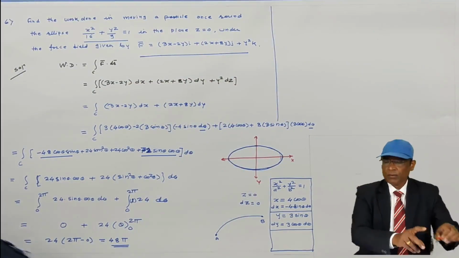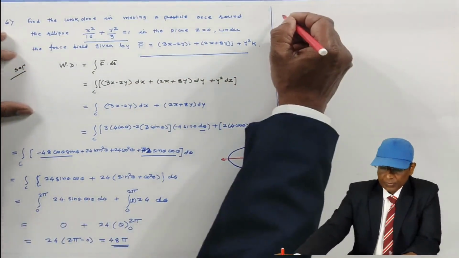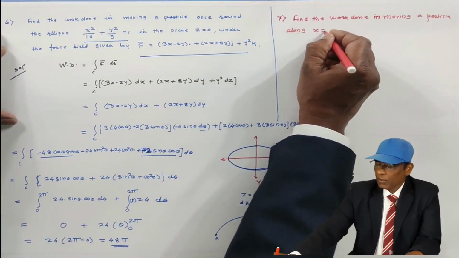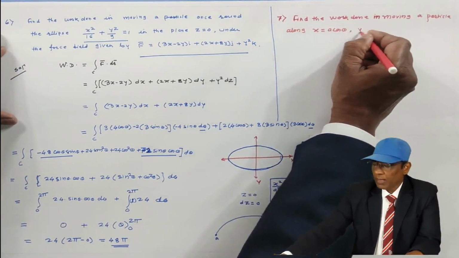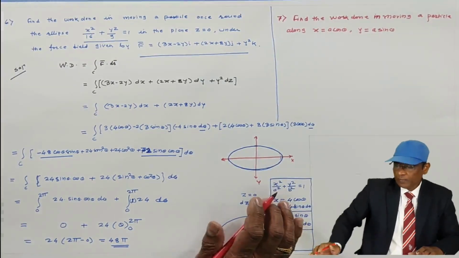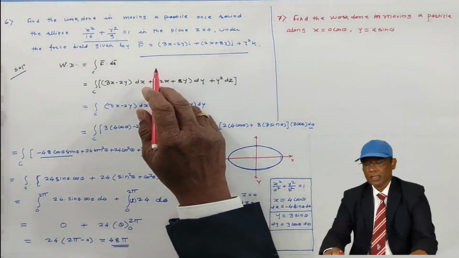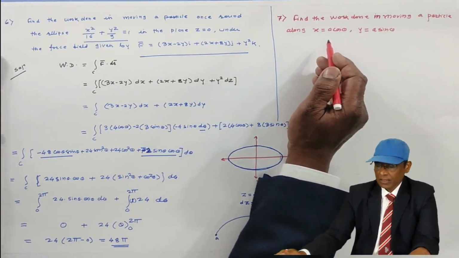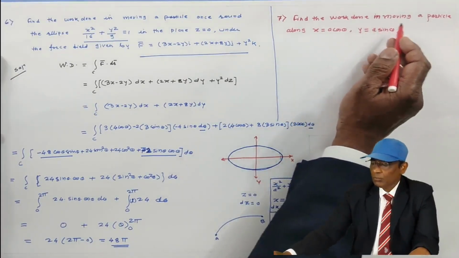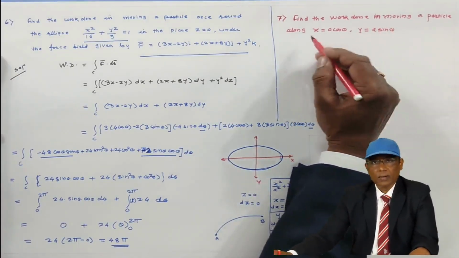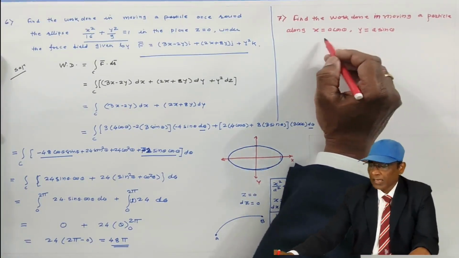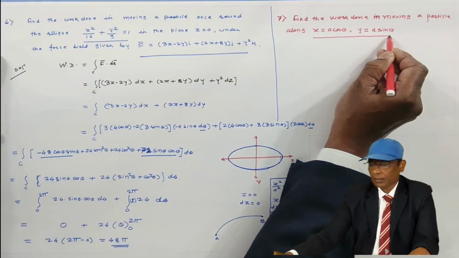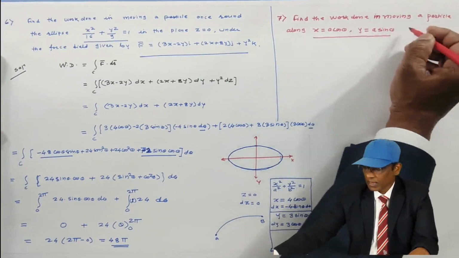Next problem: find the work done in moving a particle along x equal to a cos theta, y equal to a sin theta. Here, the question is about C. Only the curve is changed, the F bar value is changed. Find the work done in moving a particle along this circle. This is the equation of a circle, and the equation of the circle is given in terms of a parameter: x equal to a cos theta, y equal to a sin theta.